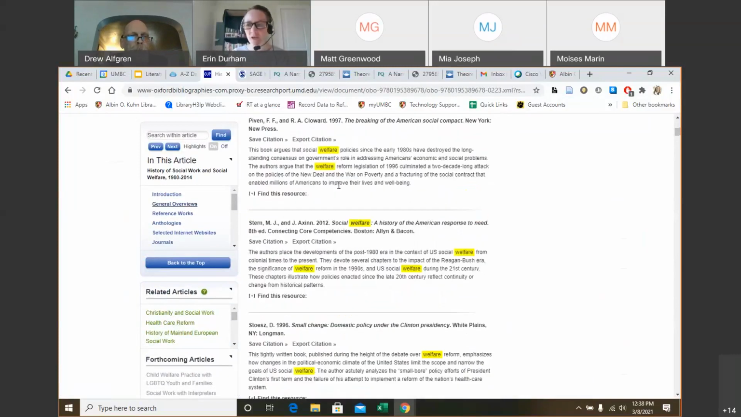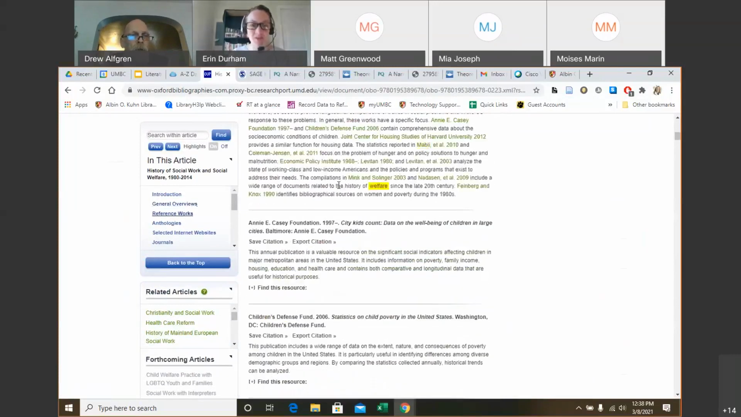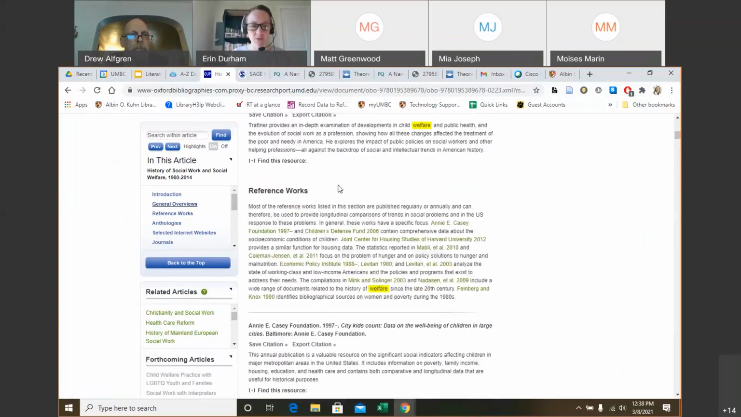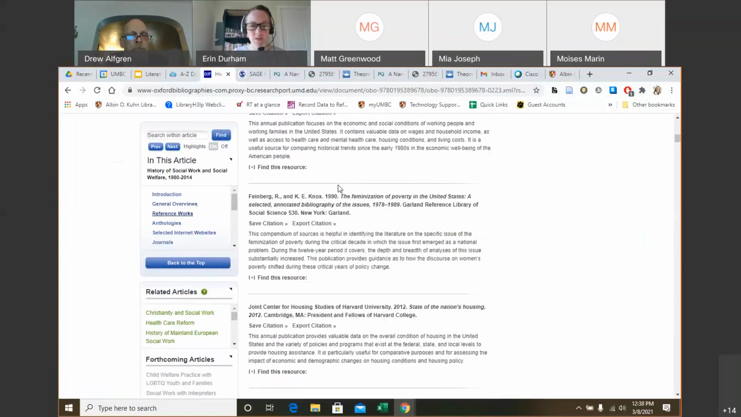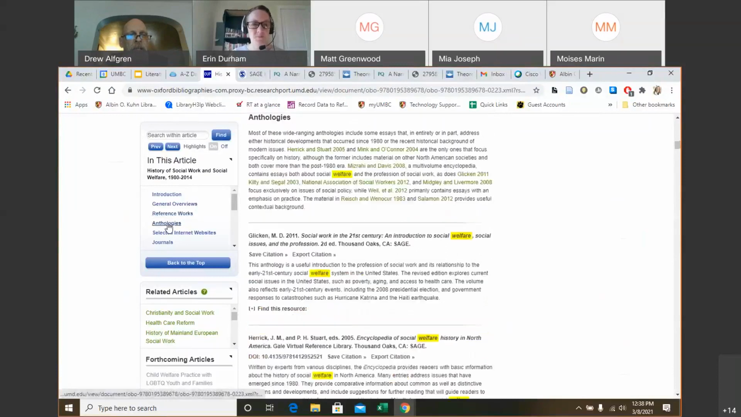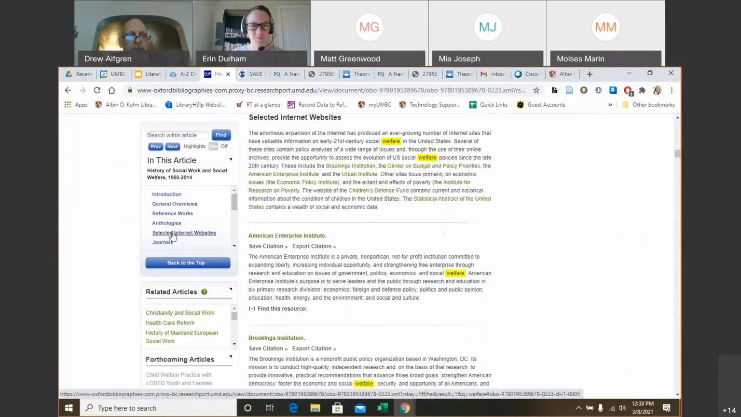Right? So you're going to scroll down, and you're going to have major book titles. You're going to have reference works. If you look over on the left, you'll see there's general overviews, there's reference works, there's anthologies, there's selected, and that scrolls down. There's journals.